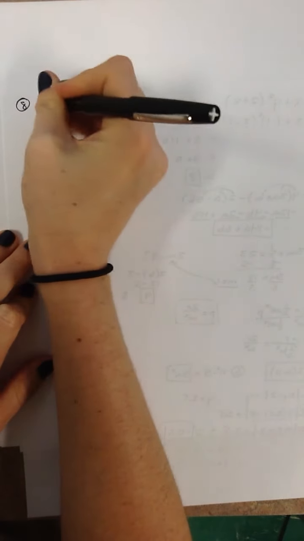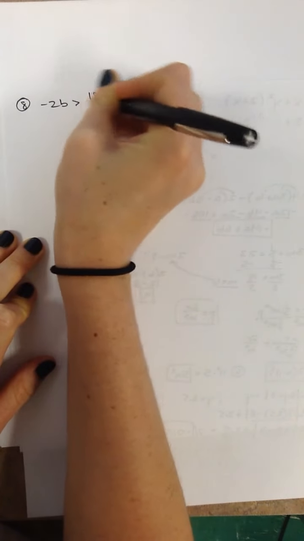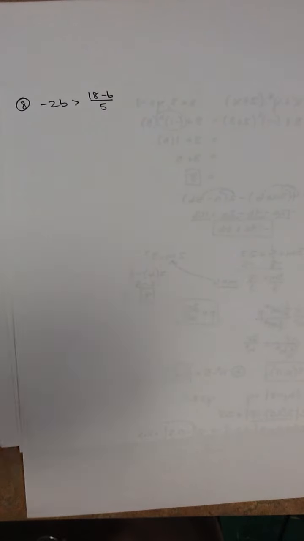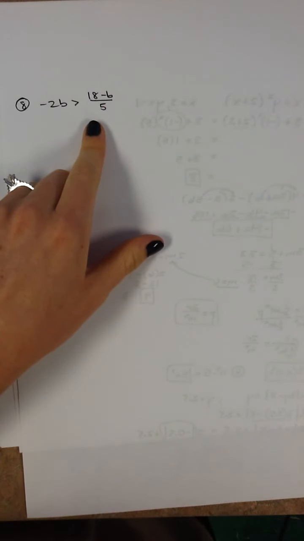Okay, we've got negative 2b is greater than 18 minus b over 5. So this is just like your normal inequality. There's no absolute values on it yet. So we're trying to get the values of b by themselves on one side of the inequality. We need to start with this 5 over here. It's really kind of messing us up.